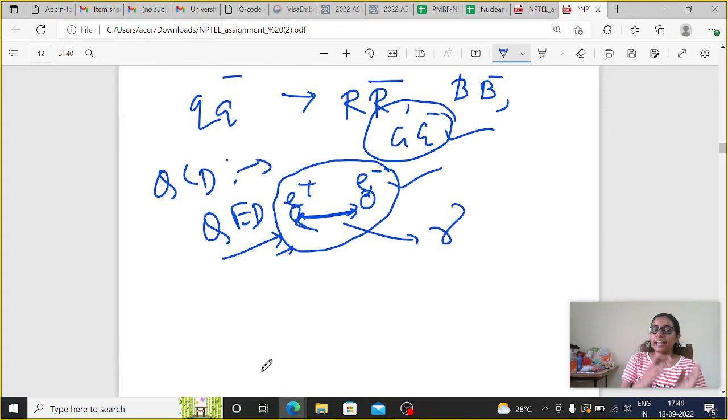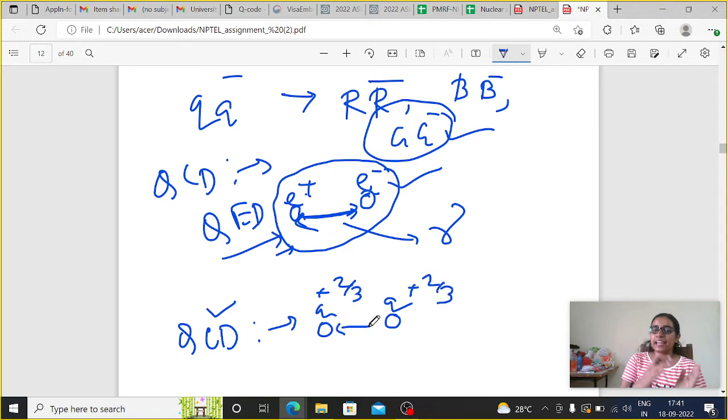So just similar to QED, we are talking about QCD. QCD is the theory which can explain the interaction between two quarks. But obviously QED and QCD will be very different, because in QED you can see that e plus and e minus may be there, but here if I write Q as plus 2 by 3, and here also Q as plus 2 by 3, still there is an interaction between them.